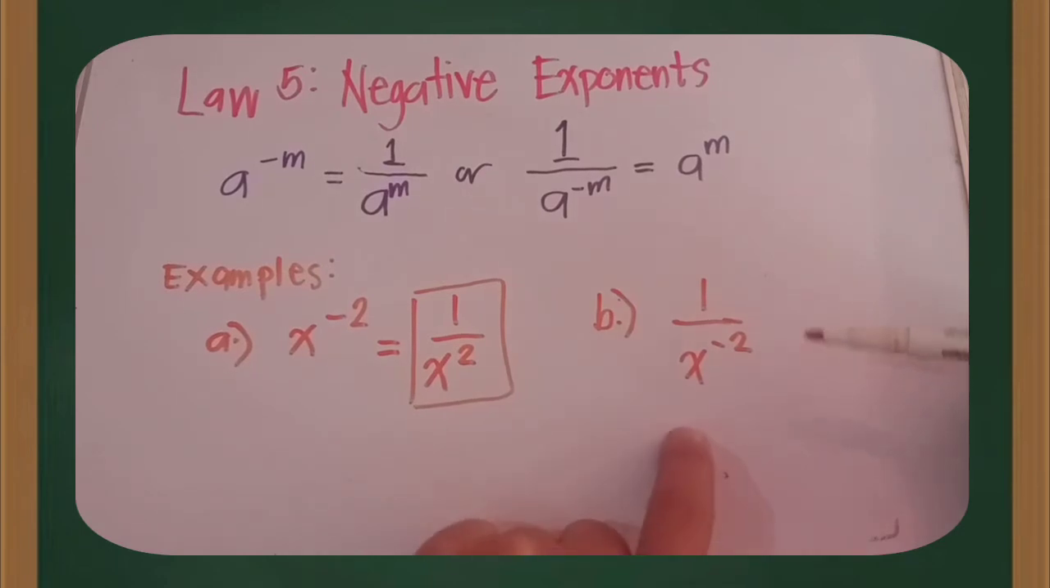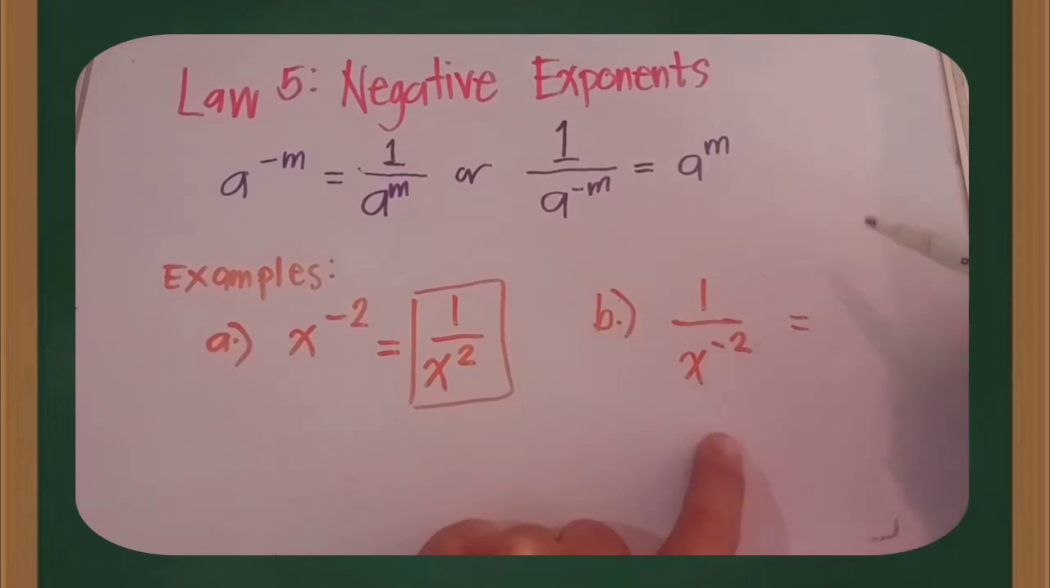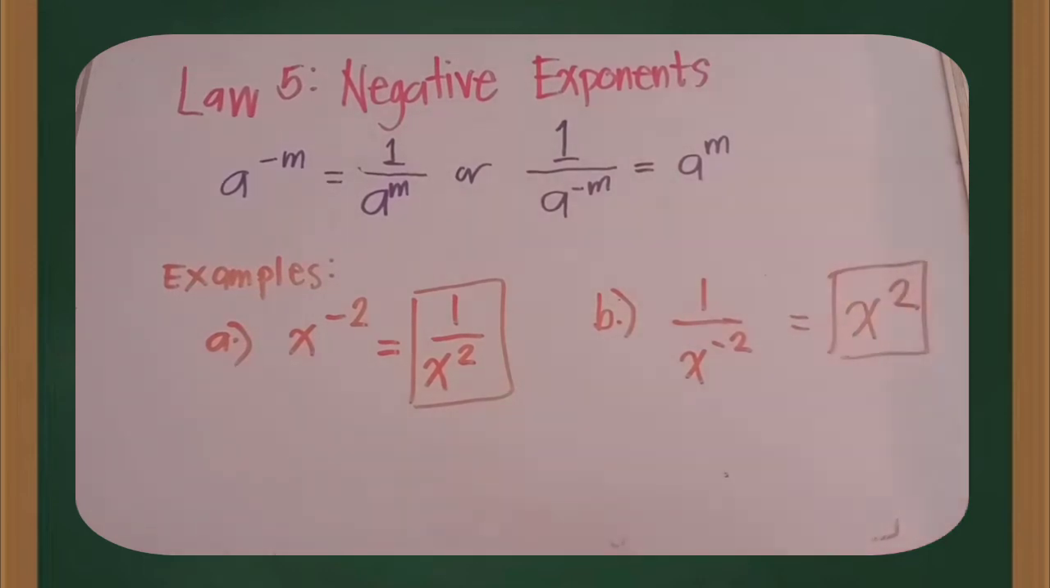Now, in the second example, ang negative nga exponent is nasa ubos. So, once nasa ubos, atong ipasaka para mahimo siyang positive. So, 1 over x raised to the power of negative 2, mahimo ni siyang x raised to the power of 2. So, this is the final answer. Nakuha?